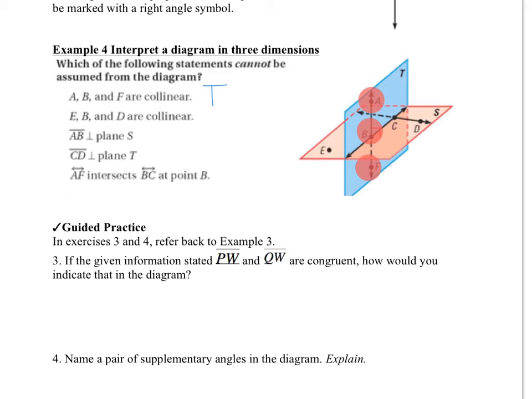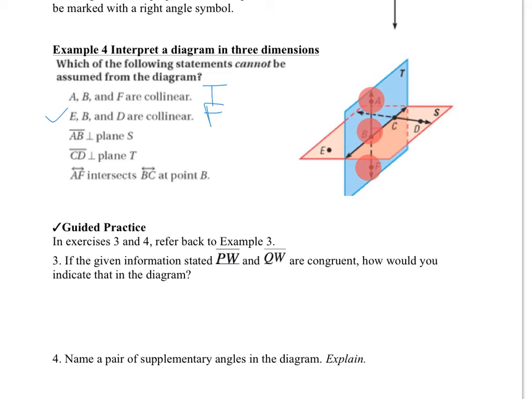E, B, and D are collinear. Is there a line drawn through them? We don't know if they would be collinear because there's no line drawn through them. So this cannot be assumed. So we're going to check that one off.